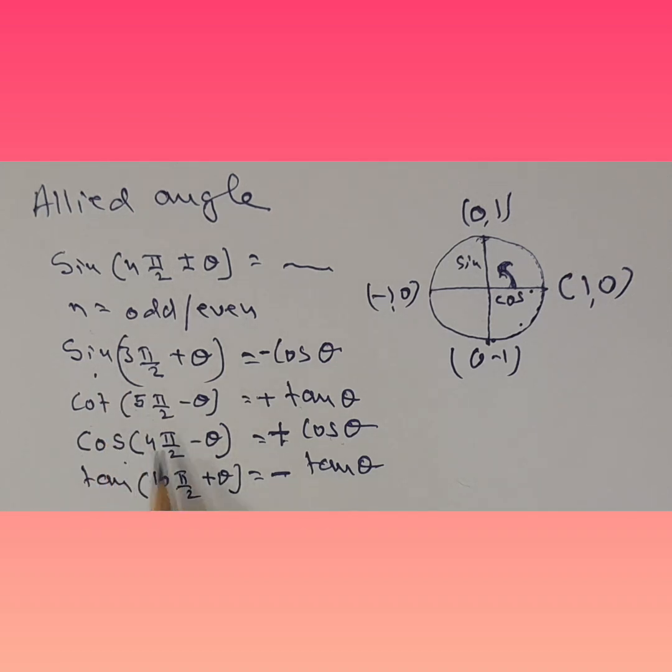Alright, so for cos(4π/2 - θ), 4π/2 comes over here, minus θ, so it comes in the fourth quadrant. Now in the fourth quadrant, we know cos is positive, so it's positive.